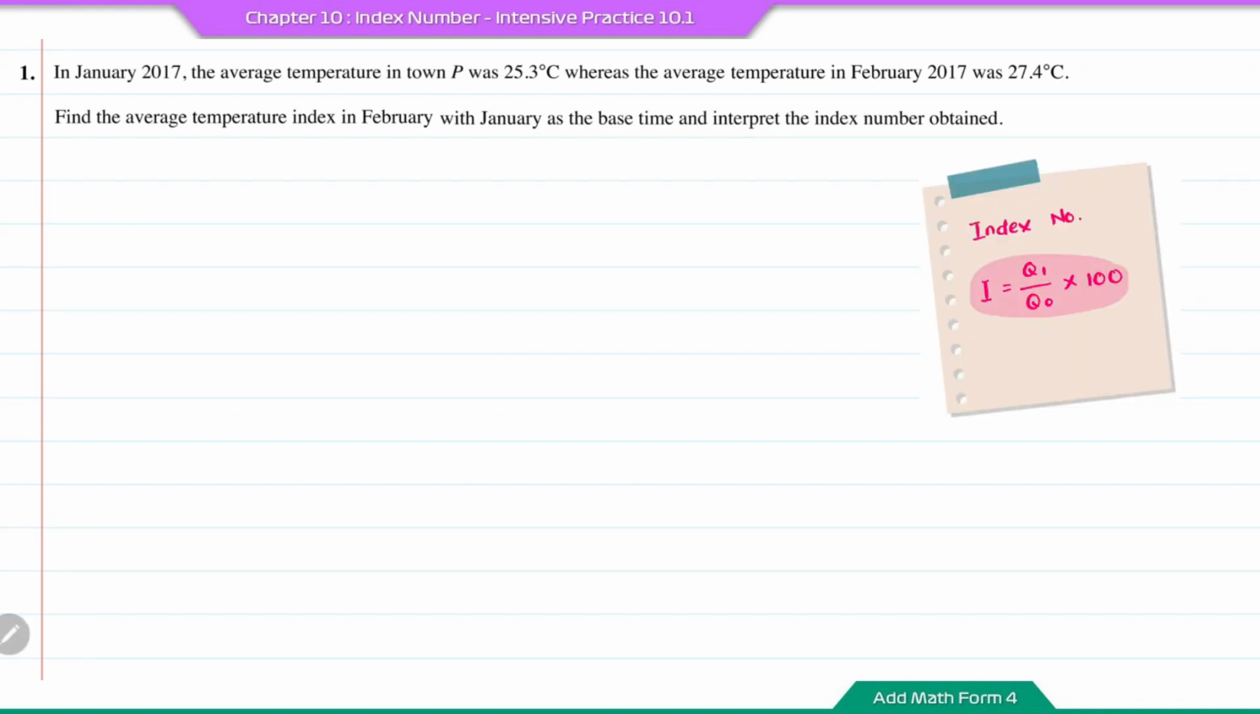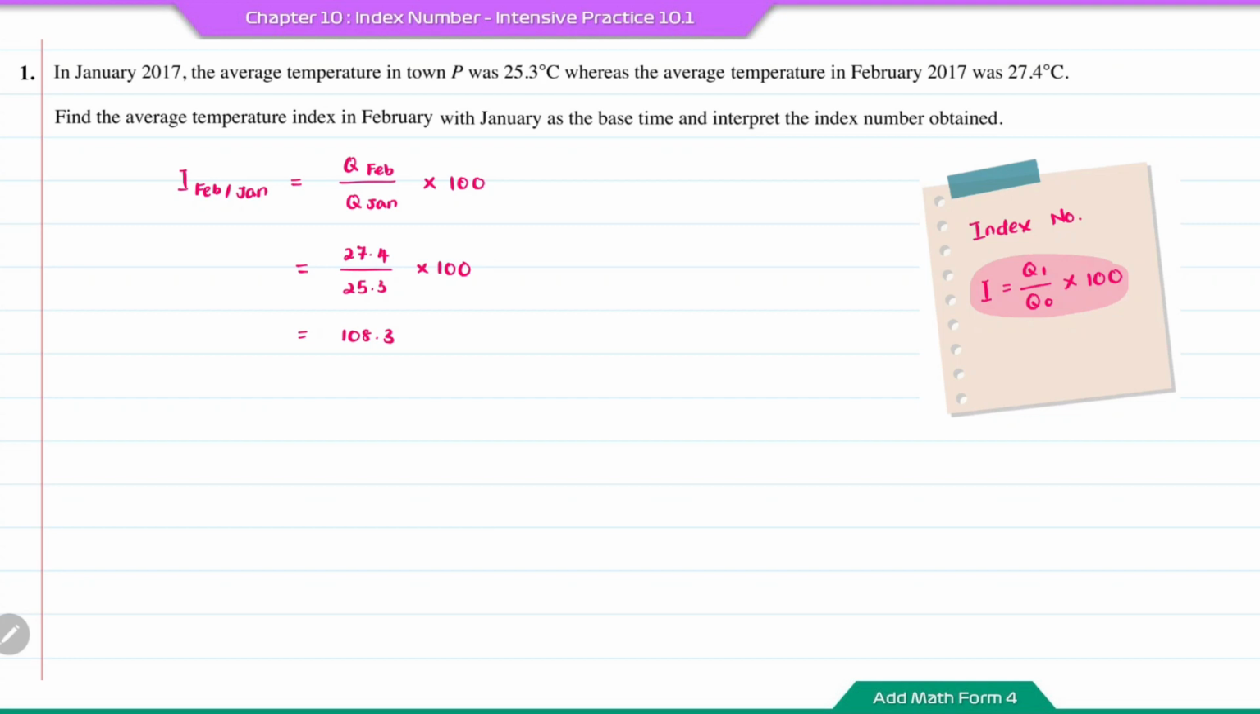By referring to the formula here, we can find the average temperature index in February based on January by taking the temperature in February, divide it by the temperature in January and multiply it by 100. So this will be 27.4 divided by 25.3 times 100. The answer here will be 108.3.